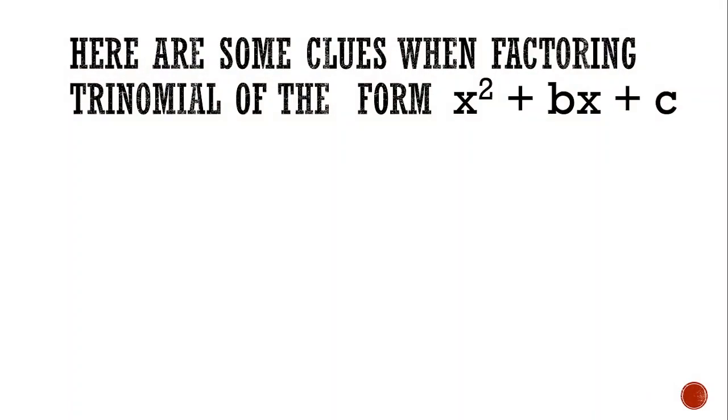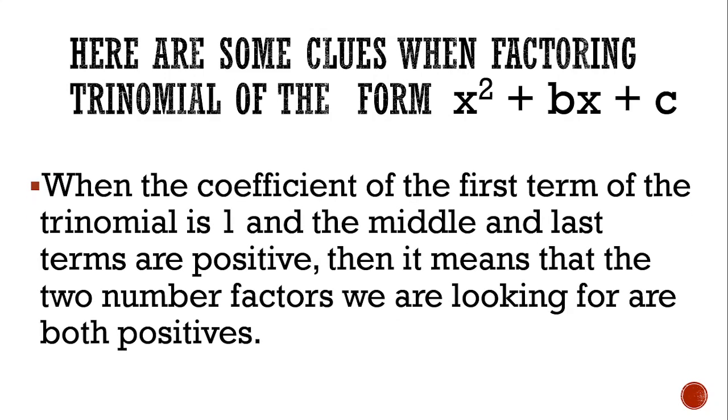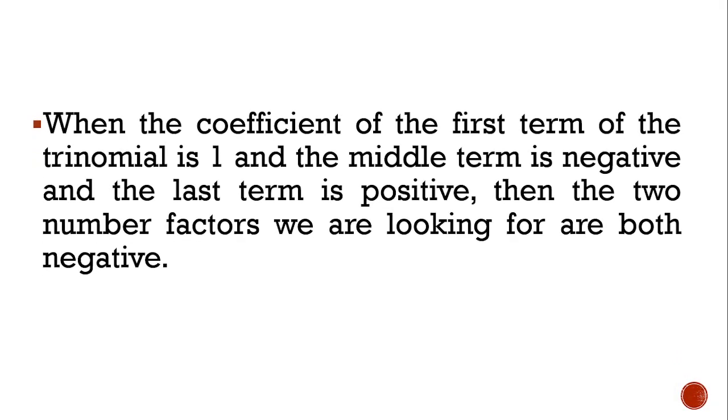Here are some clues when factoring a trinomial of the form x squared plus bx plus c. First, when the coefficient of the first term of the trinomial is 1, and the middle and last terms are positive, then the two number factors we are looking for are both positive. Second, when the coefficient of the first term of the trinomial is 1, and the middle term is negative, and the last term is positive, then the two number factors we are looking for are both negative.